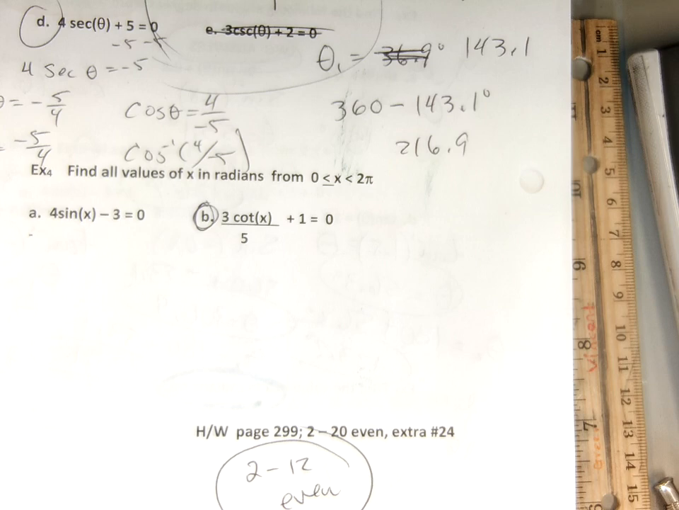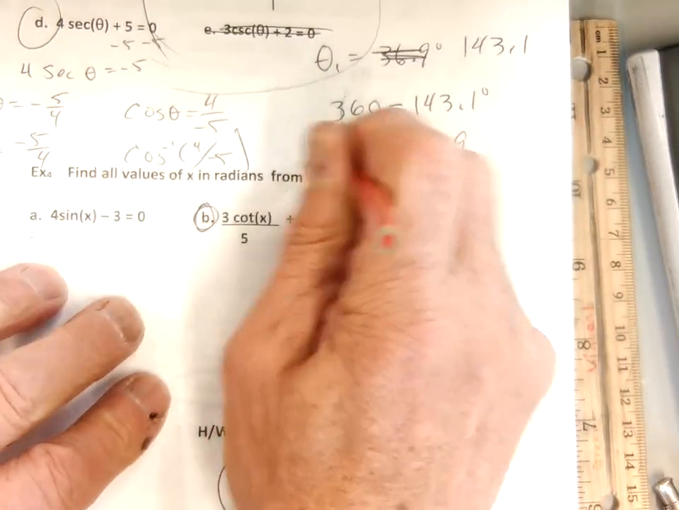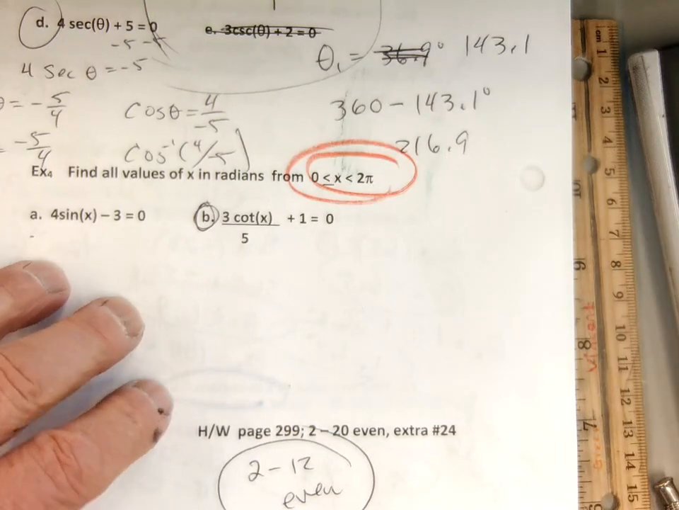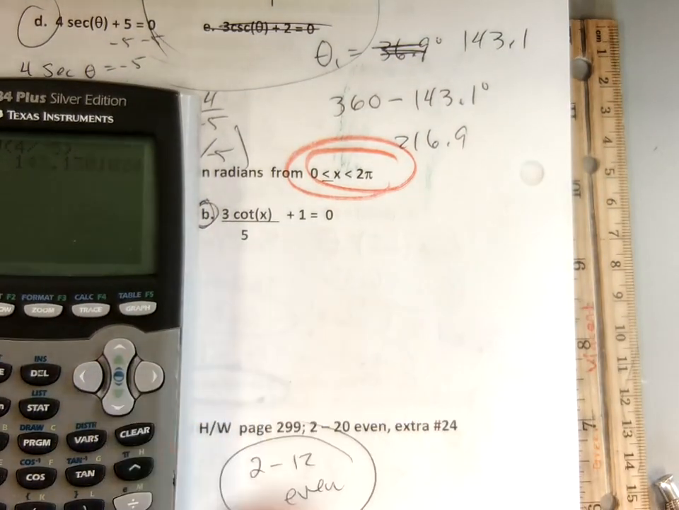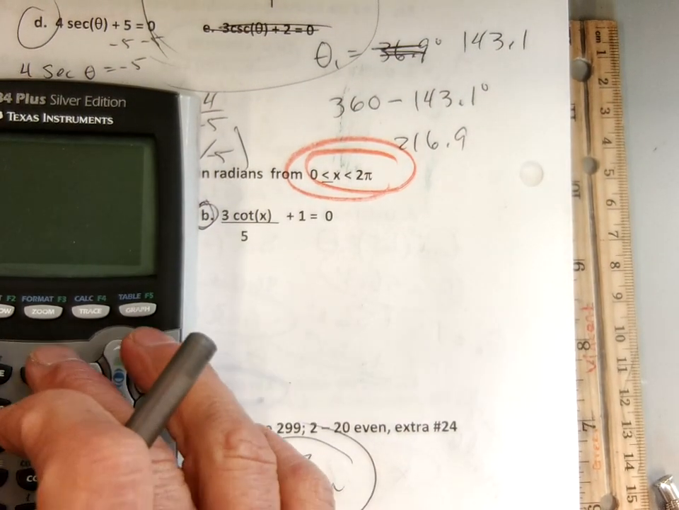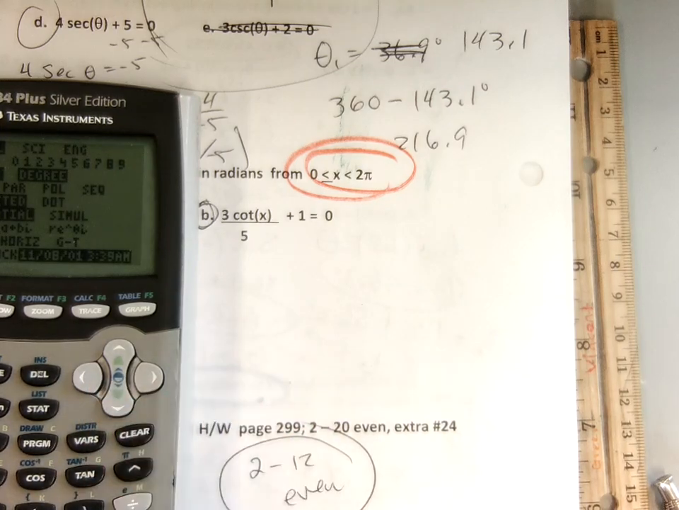First thing I notice is the mode. Do you guys see that? First thing I notice is the mode. So I'm going to change my mode. Now we're 0 to 2 pi, right? So I'm going to my calculator, clear it. I'm going to go mode, radians, boom, okay?